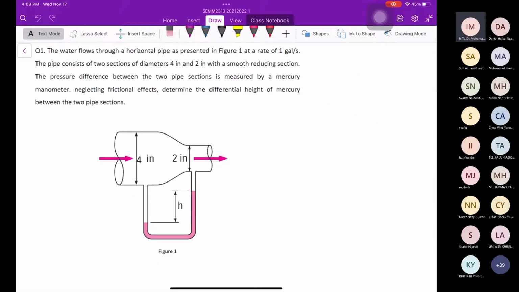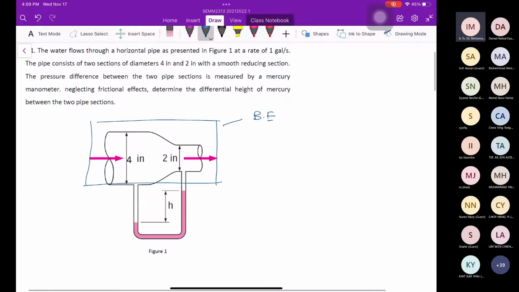Alright. First, we have to analyze the situation. As you can see, we have the flow from left to right. So this is the analysis. Number 1, we can apply the Bernoulli equation. And then you can see there is the pressure difference for the manometer, so we can use the manometer reading.